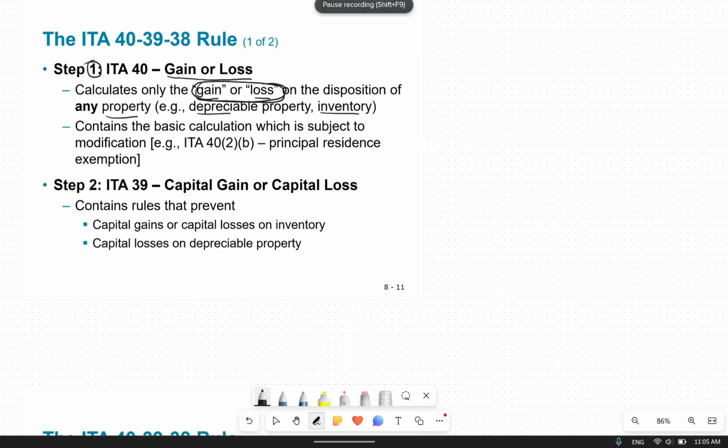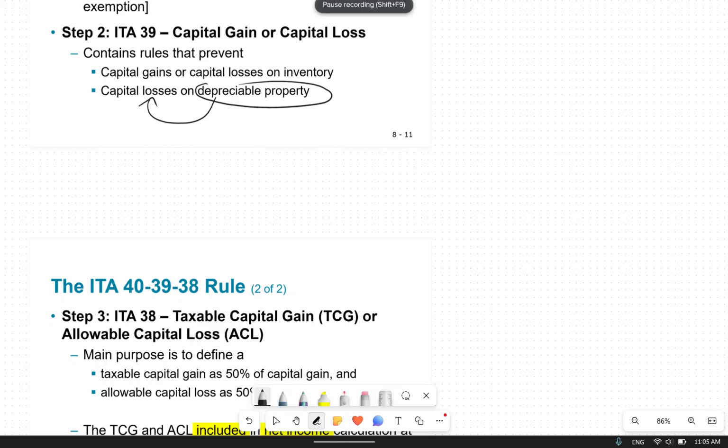Now the other thing is, do we have a capital gain or a capital loss? The rule is that you could have a capital gain or capital loss on an inventory or capital property, and you have capital losses on a depreciable property. So you could have a gain and a loss from an inventory, you could have both. But when you have a depreciable property, we think of it as a capital loss.